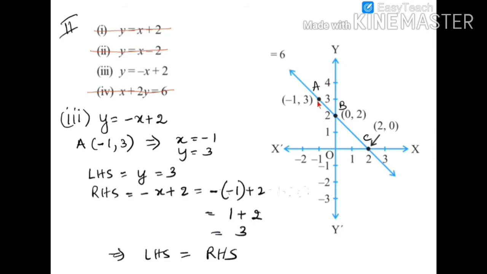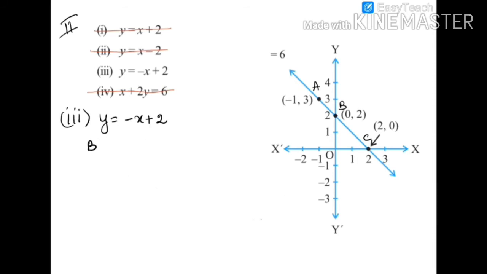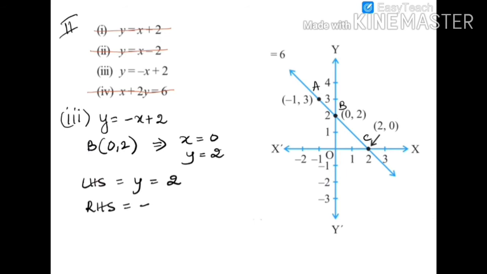So this point satisfies the third equation. Let's check point B. Point B is 0, 2. So this implies that x is equal to 0 and y is equal to 2. So left hand side of the equation is y, which is equal to 2, and the right hand side of the equation is minus x plus 2. Substitute x here, so we get minus 0 plus 2, which is same as 2. So we get left hand side equal to right hand side. So this implies that point B also satisfies this equation.